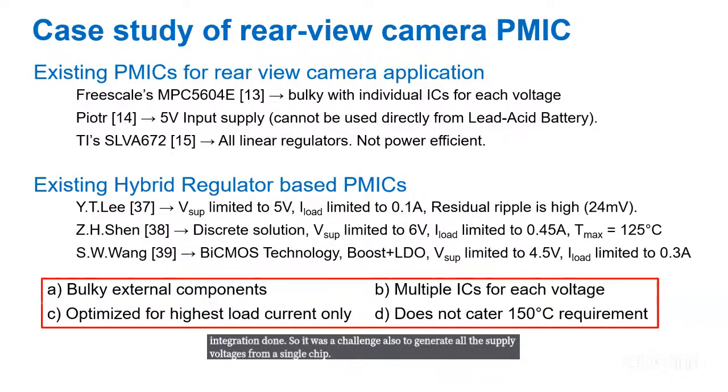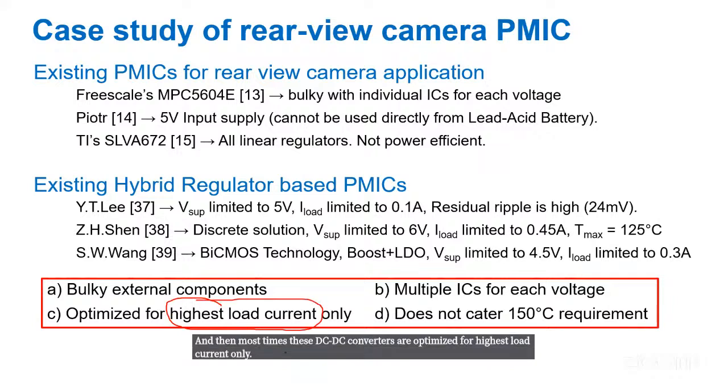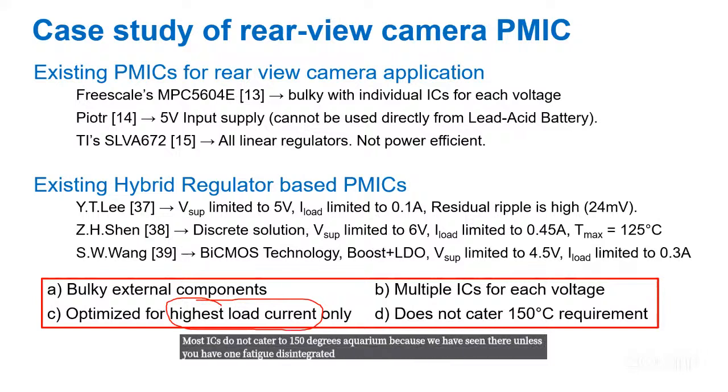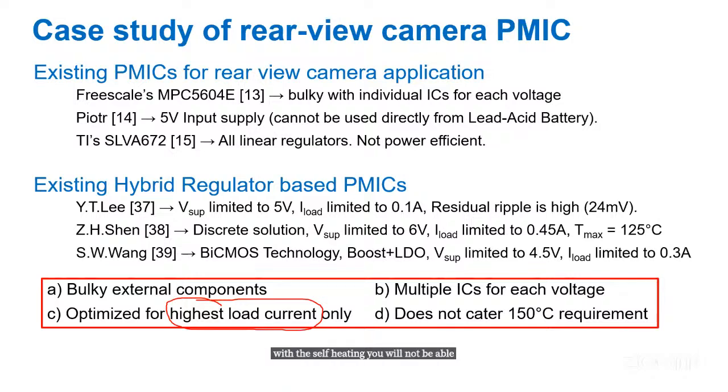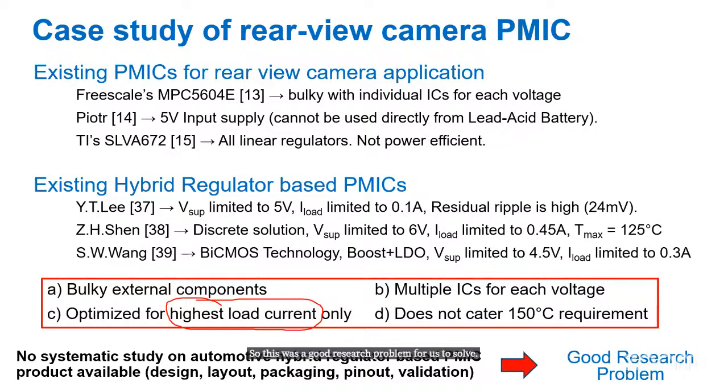And then most times these DC-DC converters are optimized for highest load current only. But when you're trying to operate a power amplifier or a 5G system, it's not only the peak power; you can also have only the receiver turned on, or only transceiver plus receiver turned on, and so on. So you have to optimize the system for the entire load current range, not just the highest load current. And last but not the least, most ICs do not cater to the 150 degrees requirement, because unless you have 150 degrees centigrade with the self-heating, you will not be able to meet the 85 degrees C. So this was a good research problem for us to solve, and this is what we started looking into.